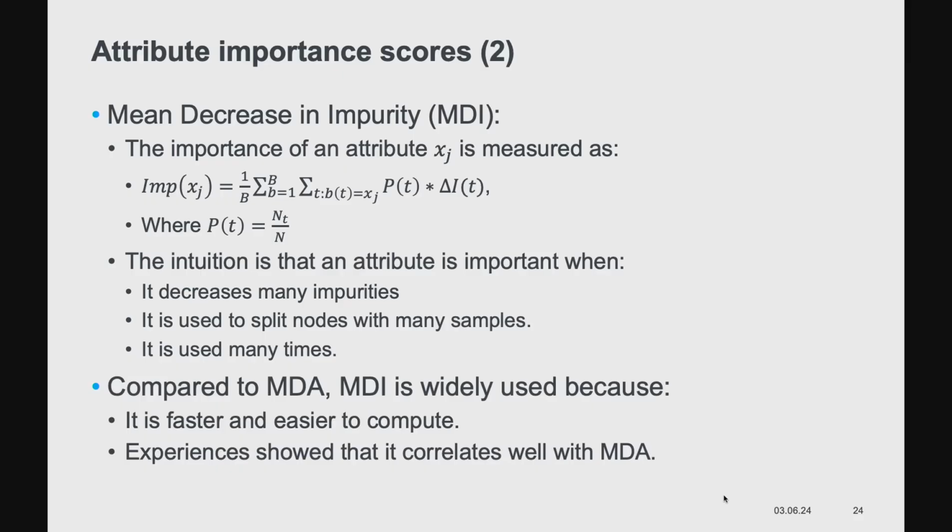MDA is not used widely because it's very expensive. MDI is much cheaper, faster, and easier to compute. And empirically speaking, there's no proof for that, but empirically speaking, it correlates well enough with MDA.